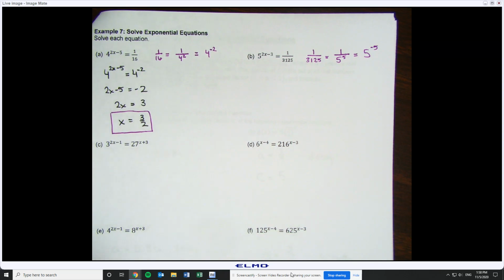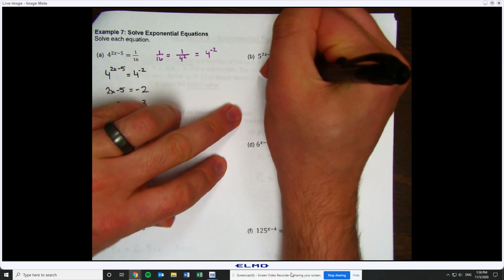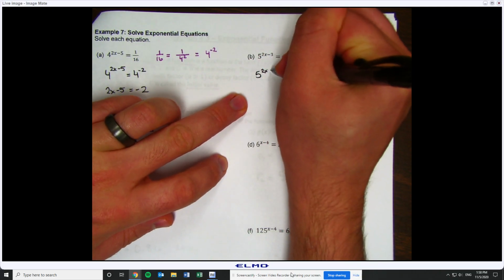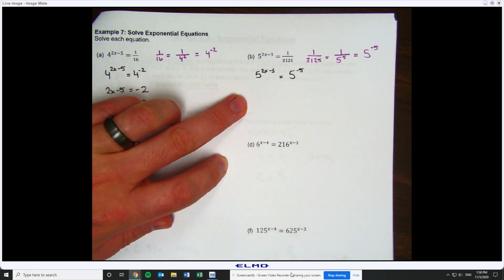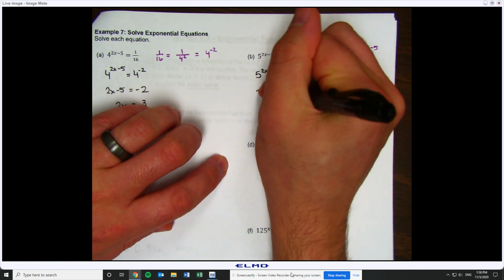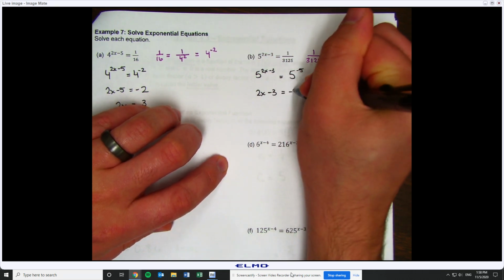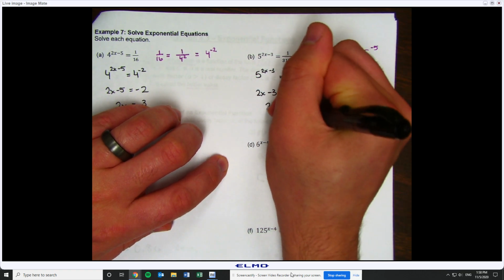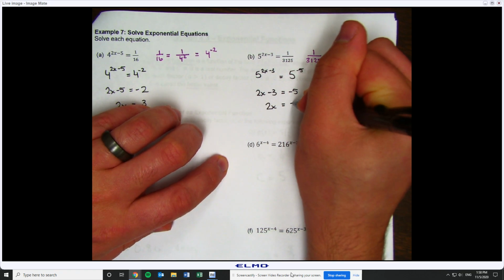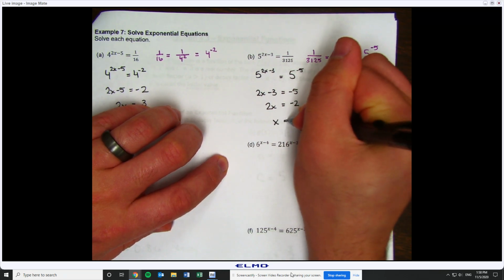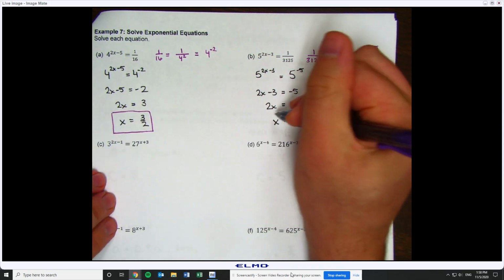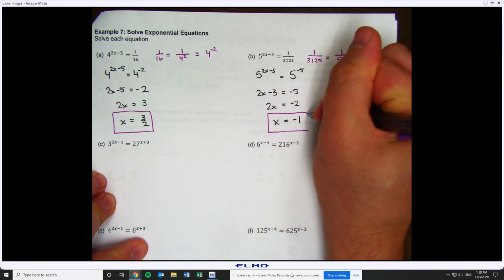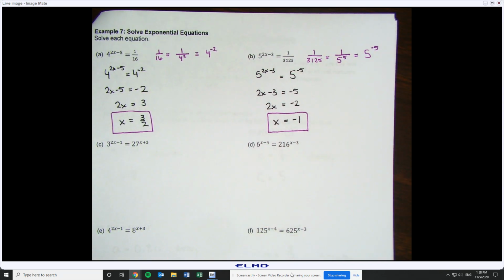Got it. We know what to do now. So rewriting it, I have 5 to the 2x minus 3 equals 5 to the negative 5 power. Okay, they have the same base, so I have 2x minus 3 equals negative 5. Add the 3 over, I have 2x equals negative 2. Divide by the 2, and I get negative 1. That's it. That is the answer. So hopefully seeing the fractions won't be anything too crazy for you.